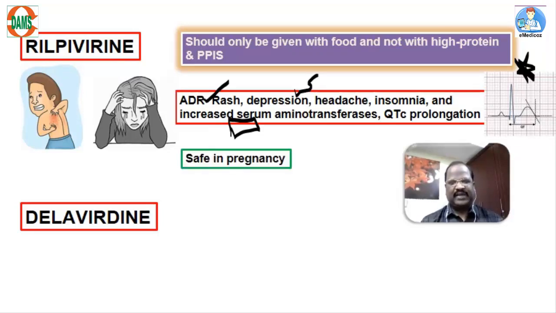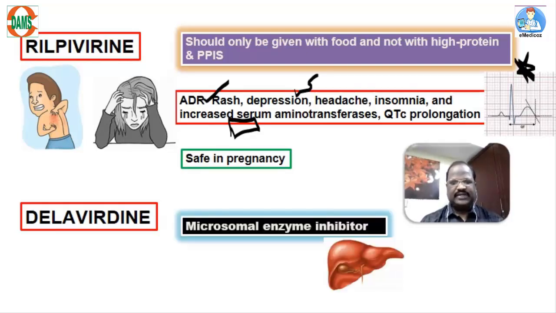Rilpivirine is safe in pregnancy. Coming to Didanosine, this drug has microsomal enzyme inhibitory property, so it is prone to a lot of drug interactions, and Didanosine is a teratogen, unsafe in pregnancy. That finishes some special information regarding the NNRTI group of drugs.